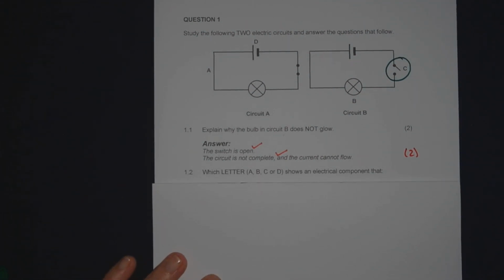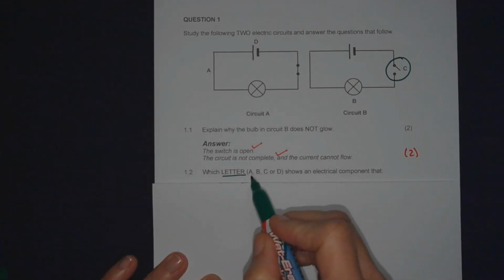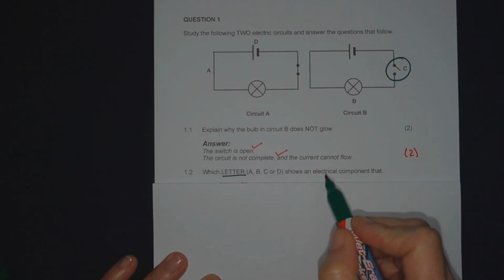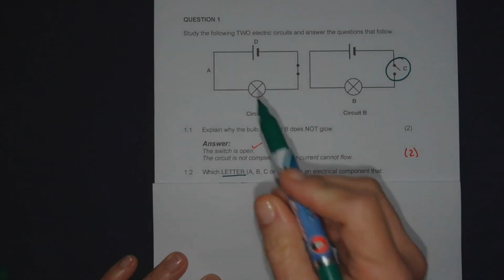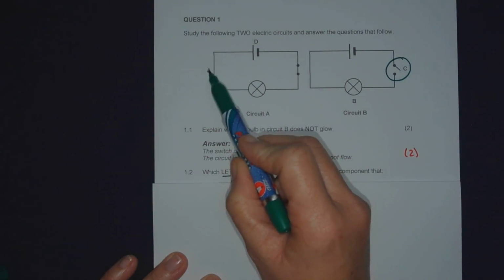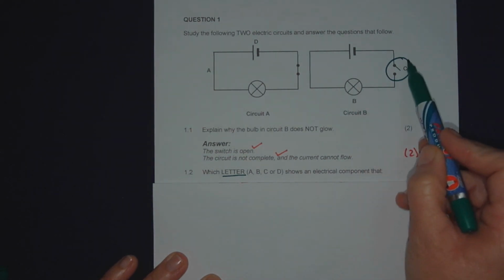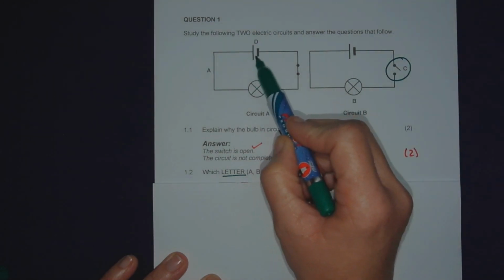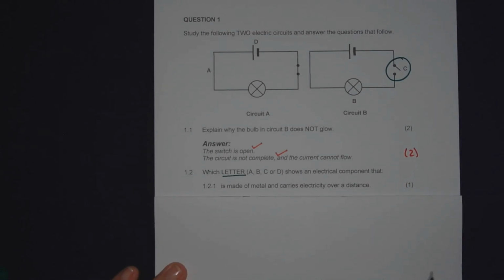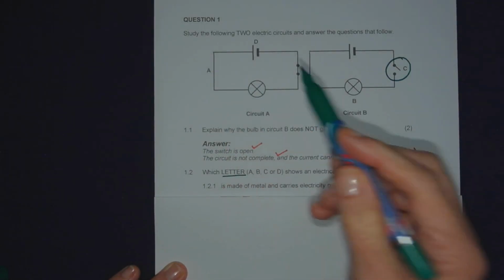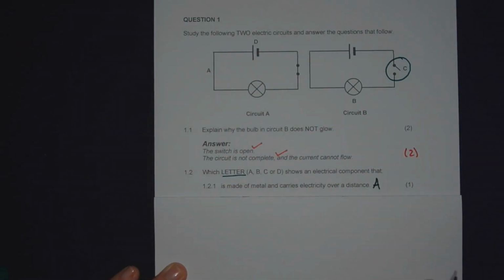Then in 1.2 it asks which letter, and now you must choose between A, B, C or D, shows an electrical component that. So you can see there are electrical components marked. A is the conducting wire, B is the bulb, C is the switch, and D is the cell. Now let's see what is 1.2.1. The electrical component that is made of metal and carries electricity over a distance. That is your conductor, and the metal conductor is indicated by the letter A.